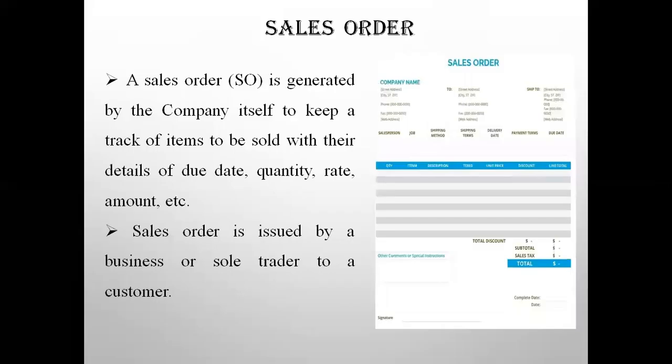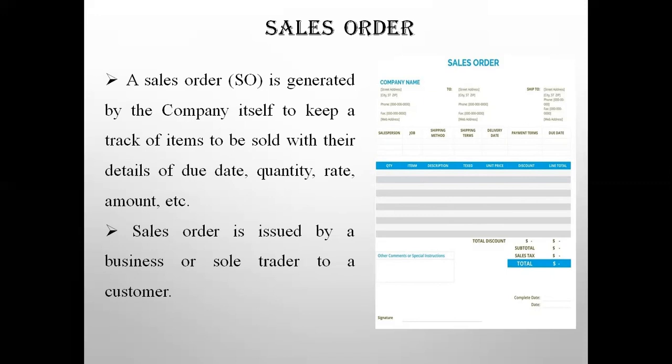The sales order next. A sales order is generated by the company itself. It's your sales order. So your company is generating it to keep a track of the items to be sold with their details of due date, quantity, rate, amount, etc. It may be for products or services also. Sales order is issued by a business or a sole trader to a customer. So it is issued by a business to a customer.